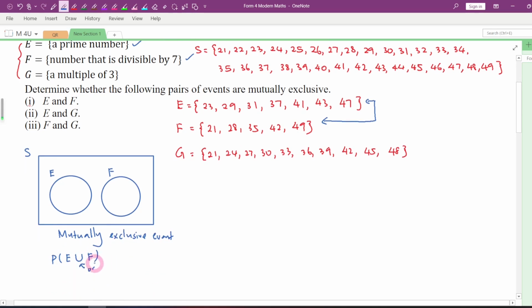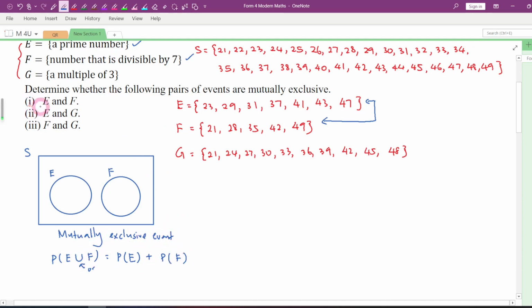Okay, if you see the word used is "or", then we use the symbol, the sign union. So in this situation, if we want to find the probability of that, it will just be P, probability of getting a prime number, plus the probability of getting a number that is divisible by 7. Okay, this formula is for mutually exclusive event.